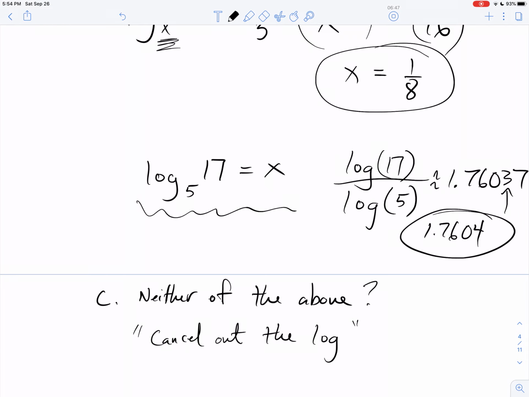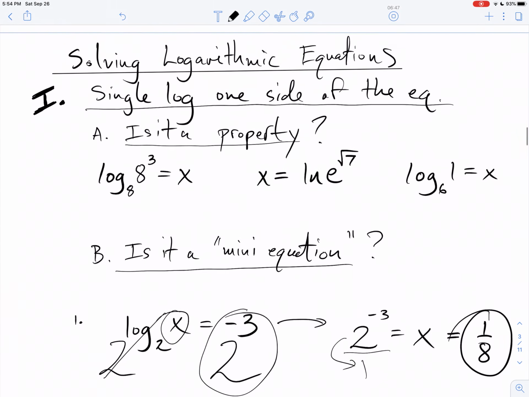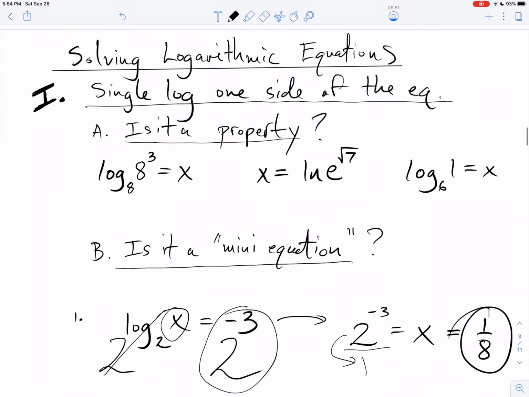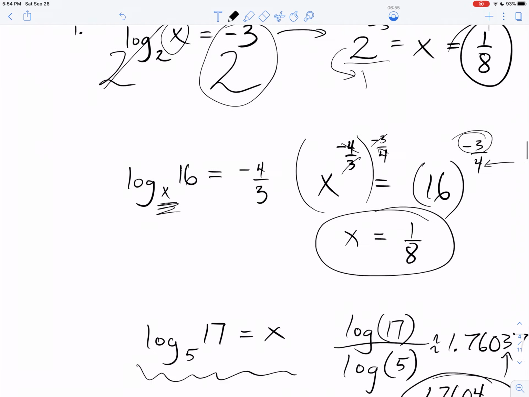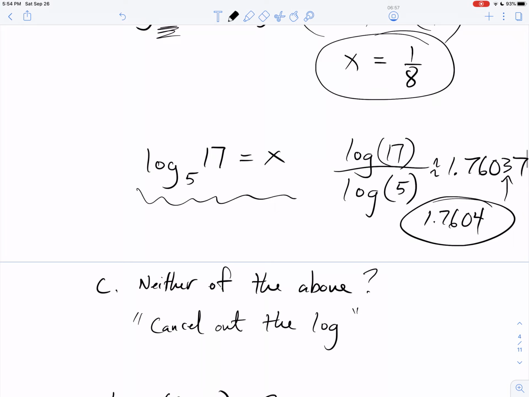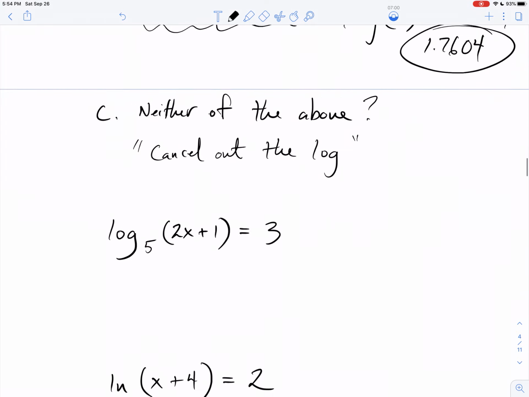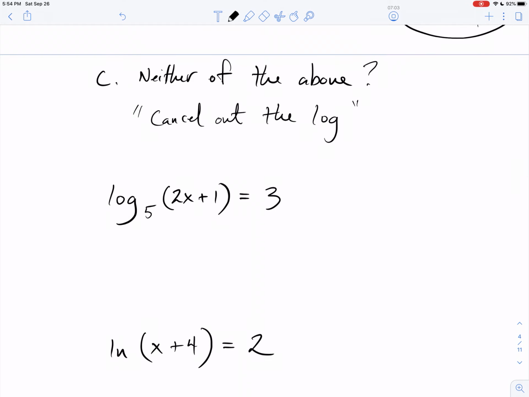Now, if it's not a property, let me scroll up. If it is not a property, nope. What if it's not a mini equation? Nope. Well, we're going to do cancel out log style. So take a look at this. This guy looks a little bit more complicated, but you know what? I could just say the base stays the base, flip-flop. Or I could do it this way.